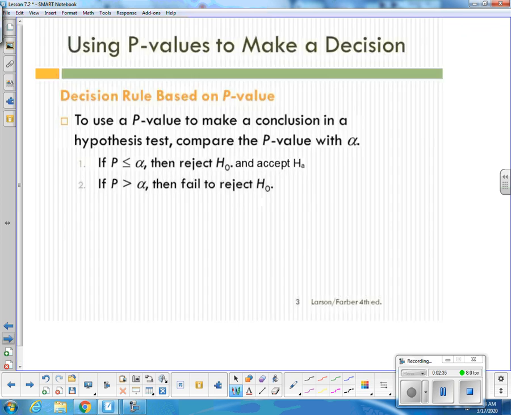So again, if p is less than or equal to alpha, then you're rejecting the null and accepting the alternate. If p is greater than alpha, then you just fail to reject the null. That doesn't mean you accept it. We never accept the null. We just fail to reject it. So keep that in mind with your wording. You're never going to accept the null. You fail to reject it. Little technical point there.